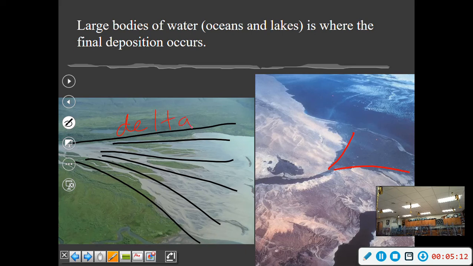All right, so deltas form at the end of rivers or streams. The bigger the river, obviously, the larger the delta is going to be. So these are the two largest rivers in the world, the Amazon and the Nile, which both have very large deltas. These areas flood regularly, and you can see the sediment basically gets transported to the end and deposited deep out into the water.